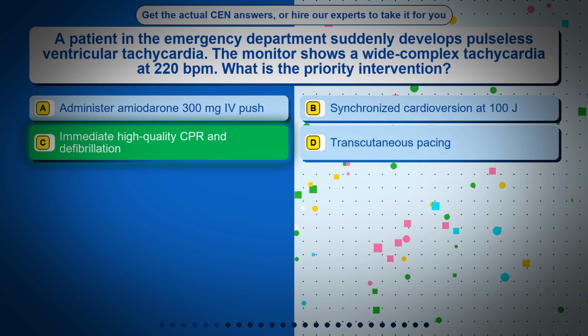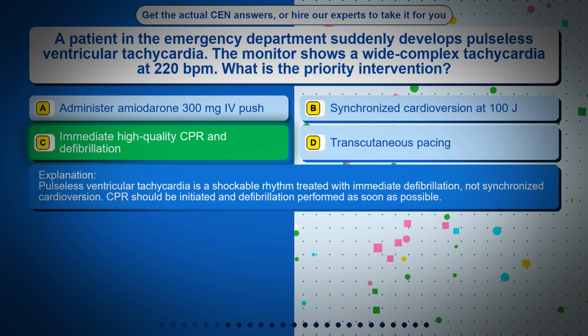The correct answer is option C. Immediate high-quality CPR and defibrillation. Pulseless ventricular tachycardia is a shockable rhythm treated with immediate defibrillation, not synchronized cardioversion. CPR should be initiated and defibrillation performed as soon as possible.